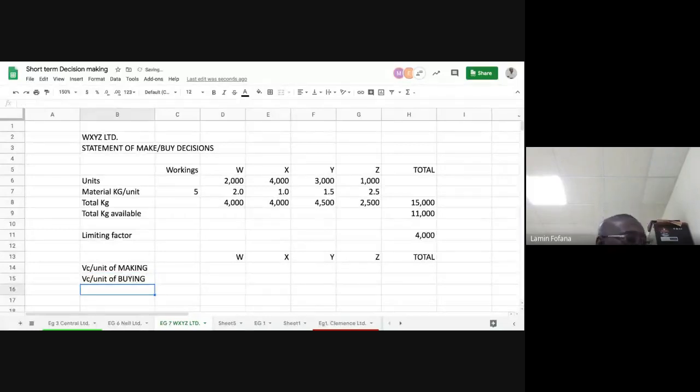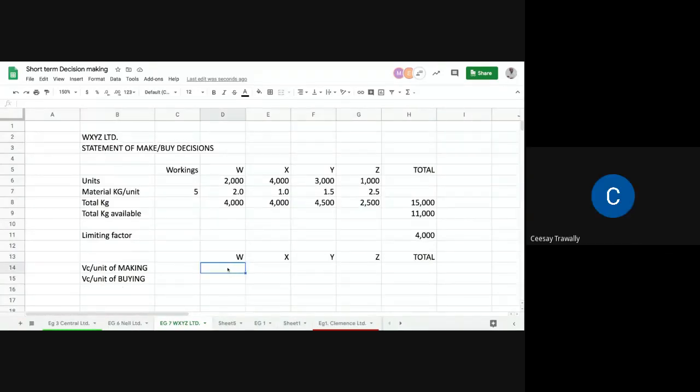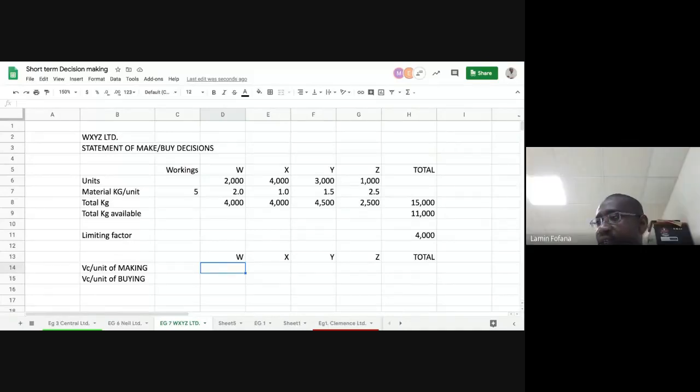Are we following? So what's the variable cost per unit of making? As per the question, all of them are given in the question. So go to the question. The total variable cost of making for W is how much? For W is 17.